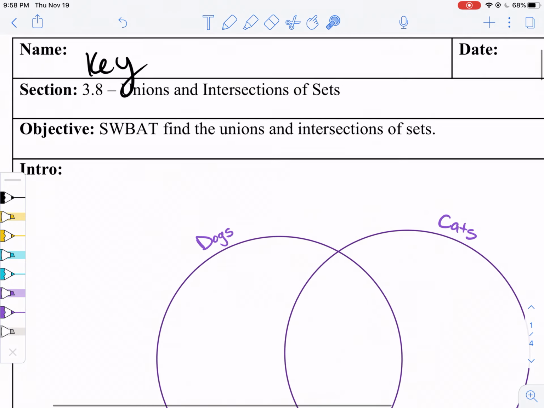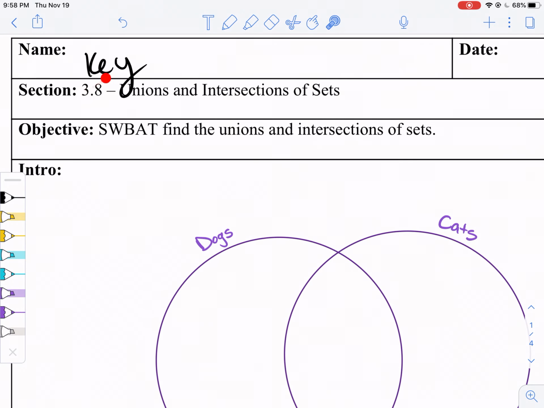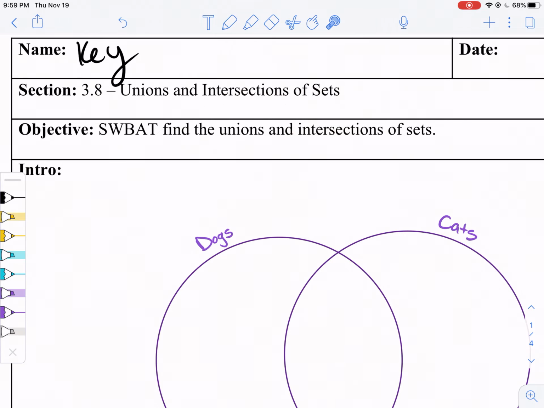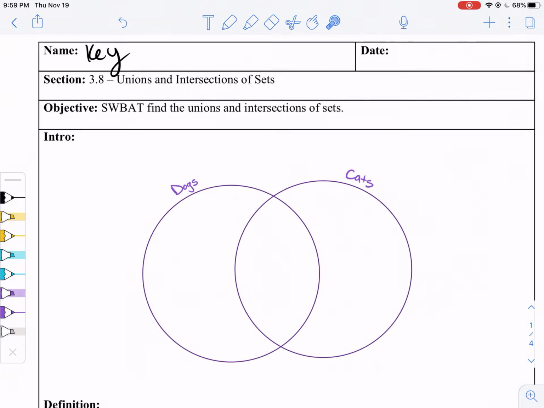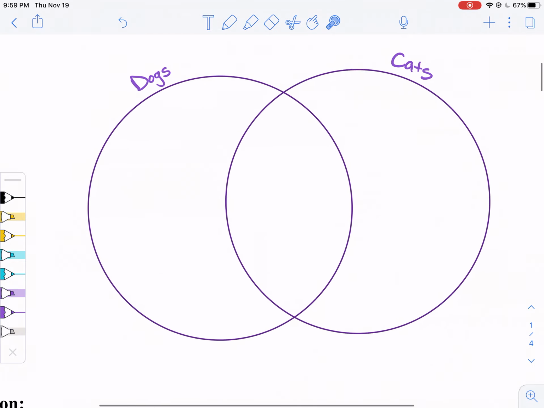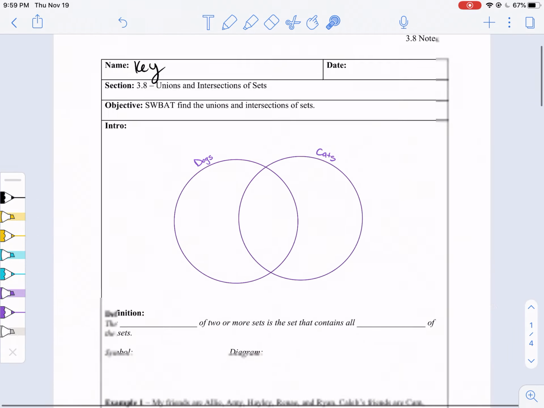Hello there. Welcome to your Chapter 3, Lesson 8, Notes on unions, not onions, on unions and intersections of sets. By the end of the day, you'll be able to find unions and intersections of sets. So here we go. Let's make some unions and intersections.